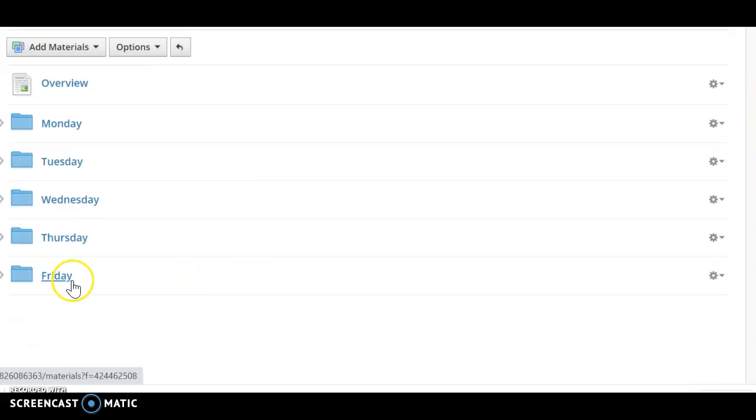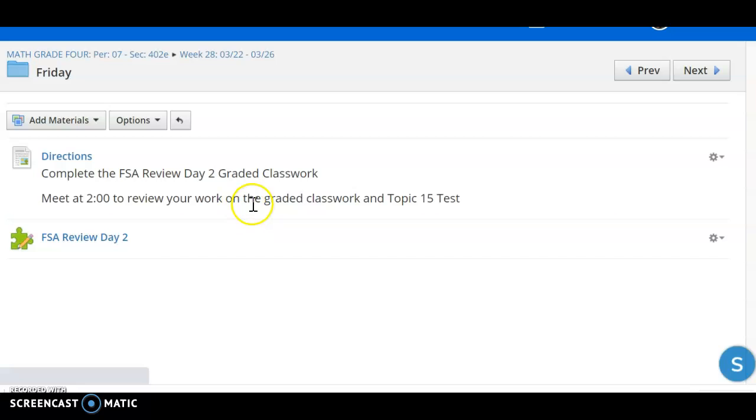And finally, on Friday, now that we've wrapped up topic 15, we are going to have another FSA review day. This is a graded classwork assignment. There's obviously no exit ticket, but we will meet at 2 o'clock to go over these problems, as well as any questions you may have had on the topic 15 test.